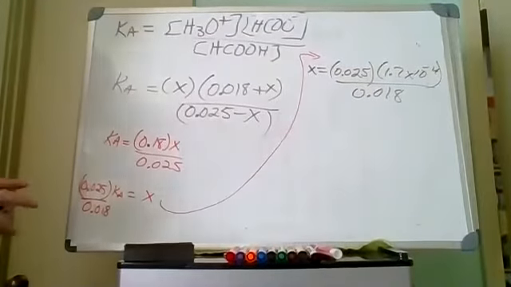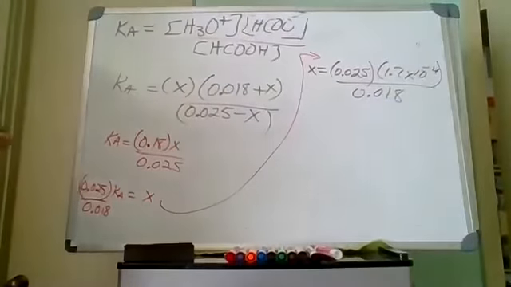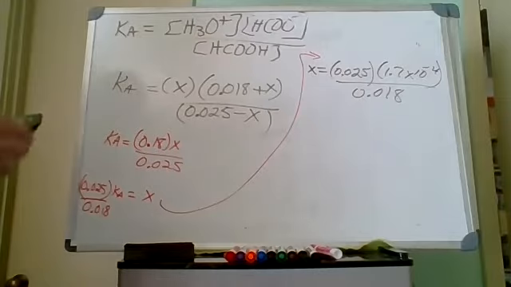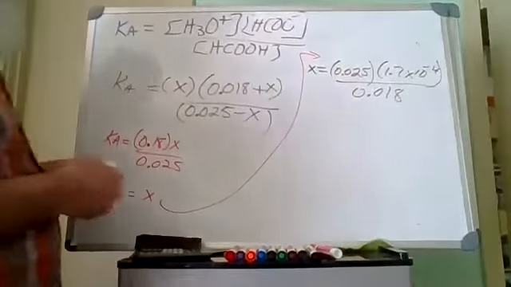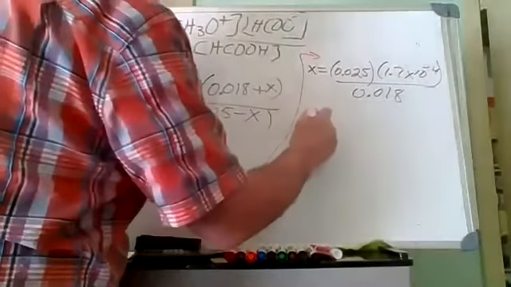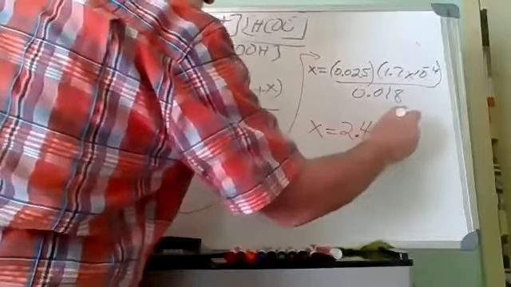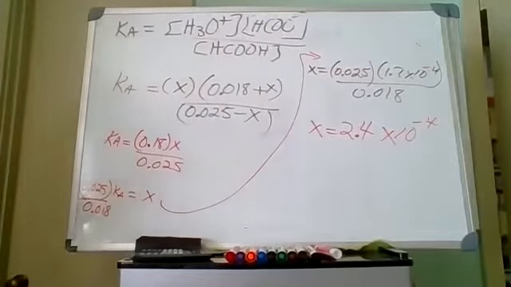All right, so now we get out our calculator. So 0.025 times 1.7 EE 4 negative equals divided by 0.018 equals. We'll throw that in scientific notation. In here I get 2.4 times 10 to the negative fourth. 2.4 times 10 to the negative fourth.